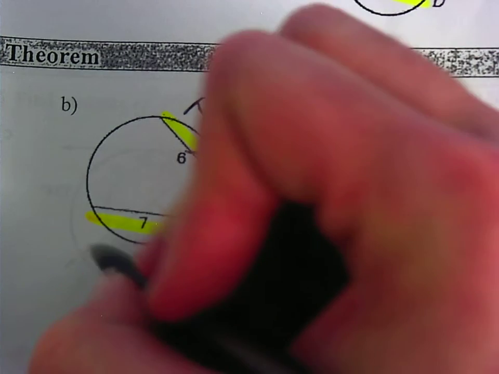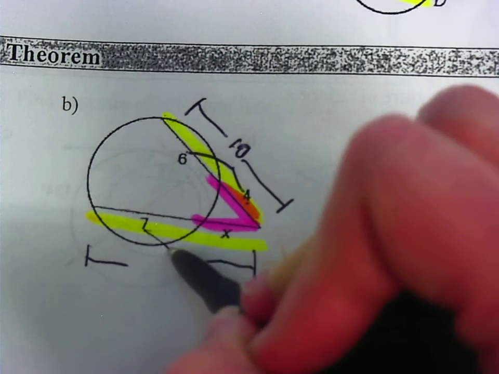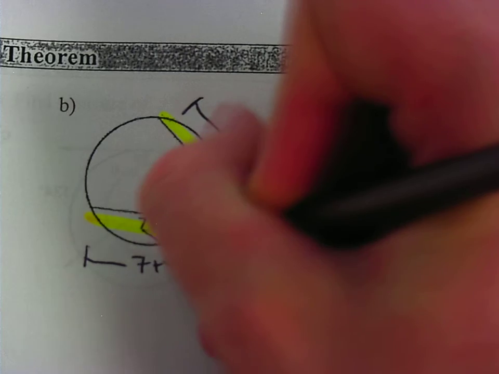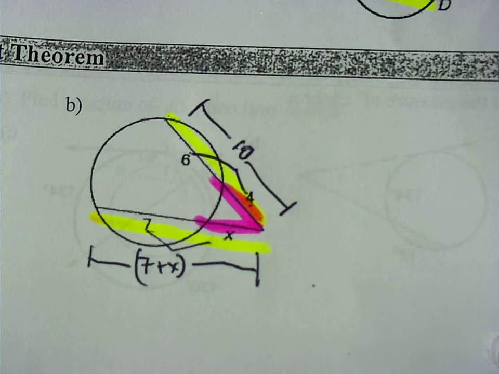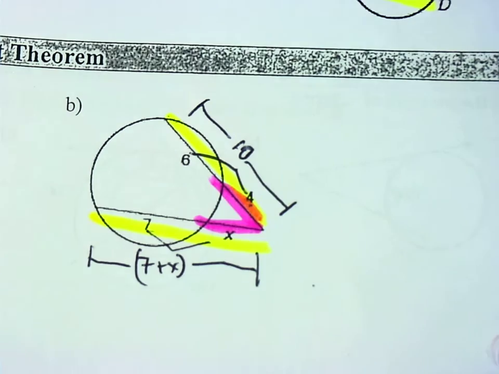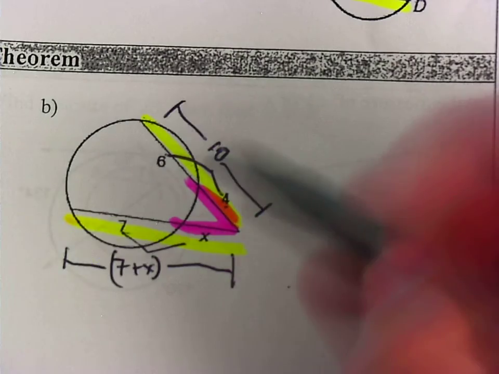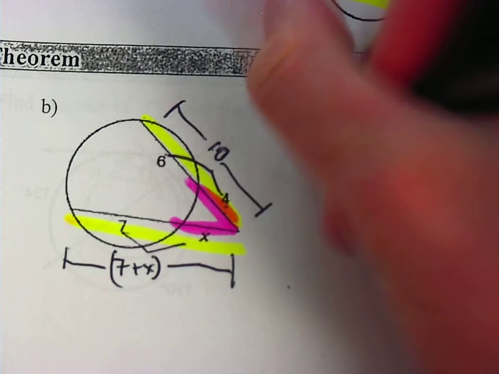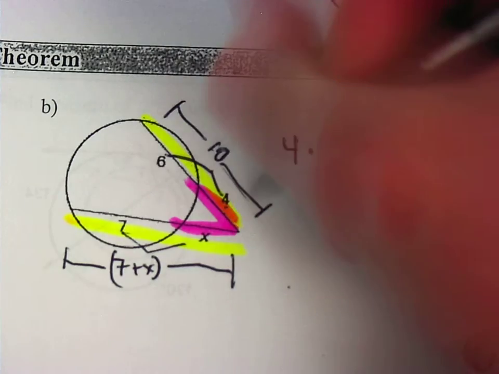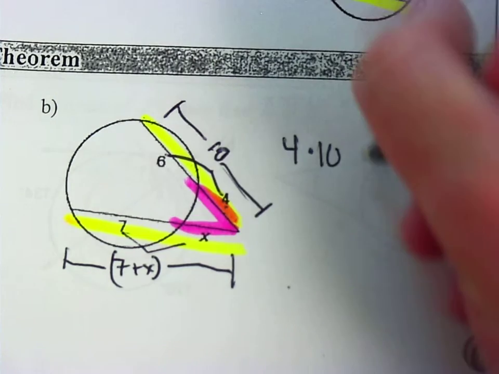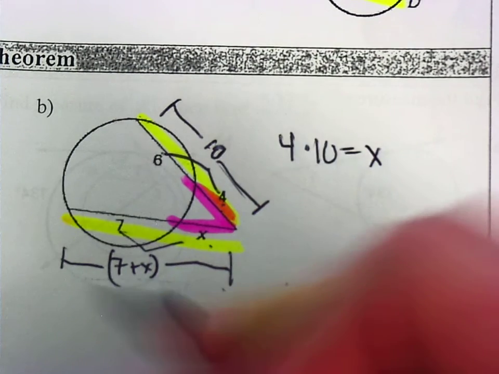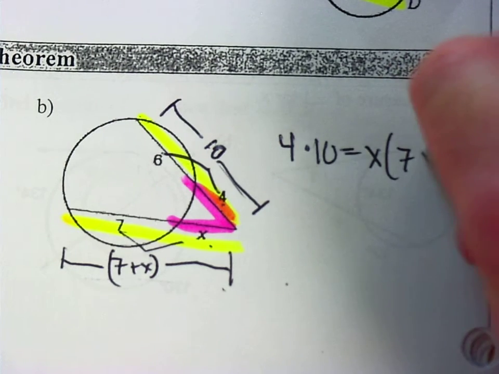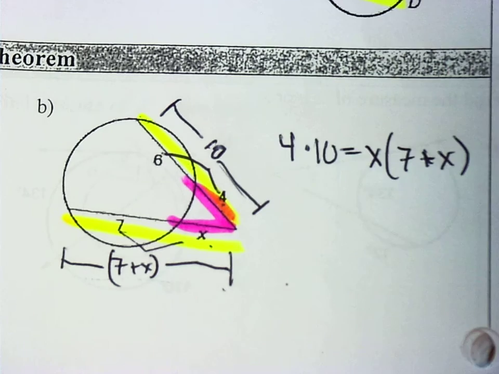The whole thing over here, well, again, we're just going to combine these, and we get 7 plus x. That's the whole thing, 7 plus x. Okay, so when we go in and we do this, we're doing external 4 times the whole thing, 10, equals external x times the whole thing. That's 7 plus x.